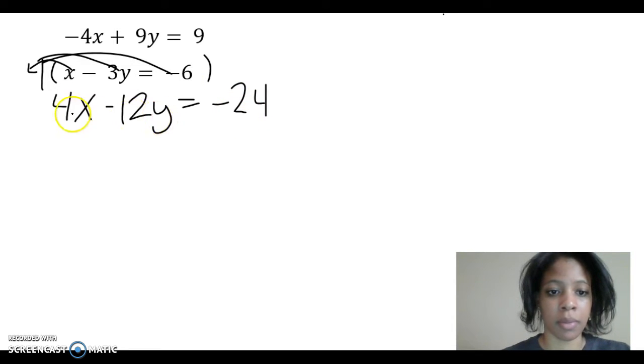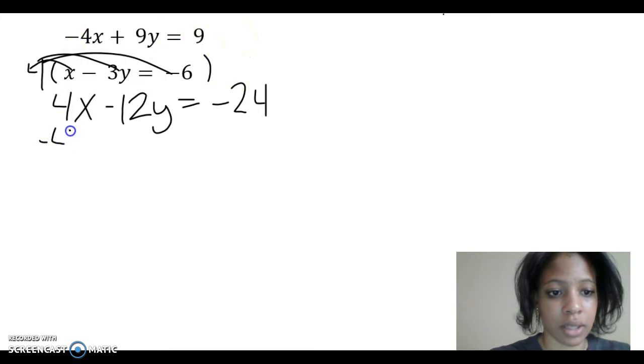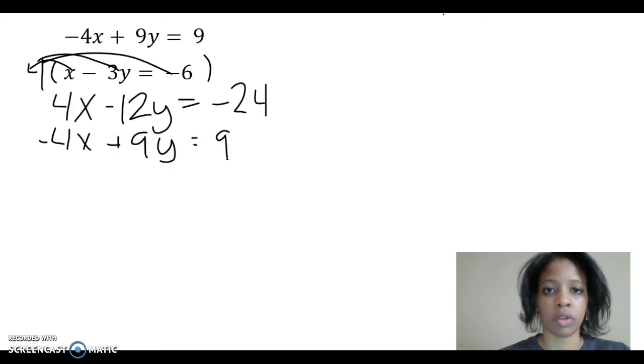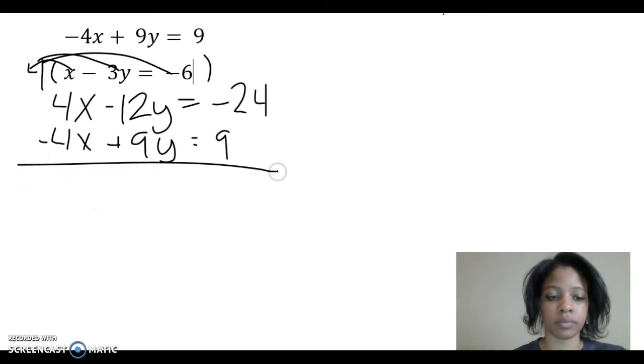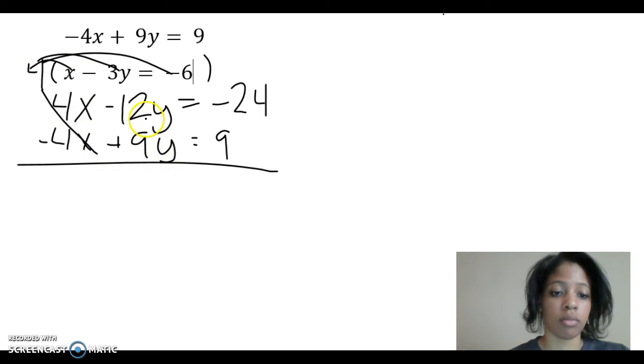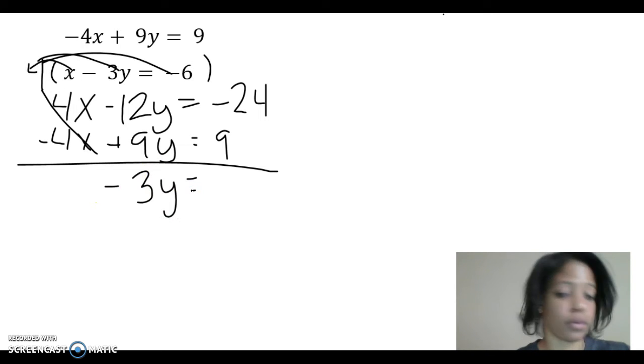Okay, so now I'm combining this equation with my top equation. Now, I don't want to get confused by what's in the middle, so I'm going to rewrite this top equation right underneath as is. So negative 4x plus 9y equals 9. Okay, so now I'm just going to add these two together. I multiplied by 4 so that I could get my x's to cancel, so they should cancel out and eliminate, which they do. So now I'm adding everything else. So negative 12y plus 9y is going to be negative 3y equals negative 24 plus 9. It's going to give me negative 15.